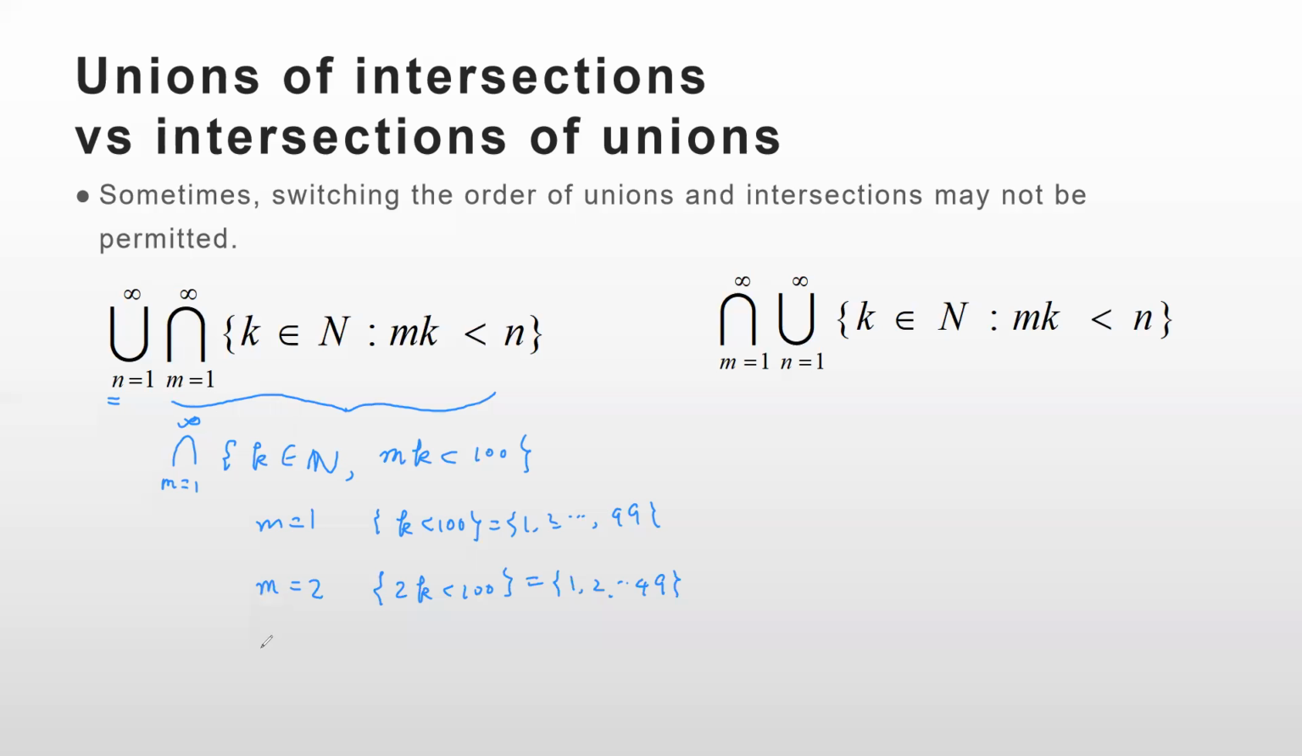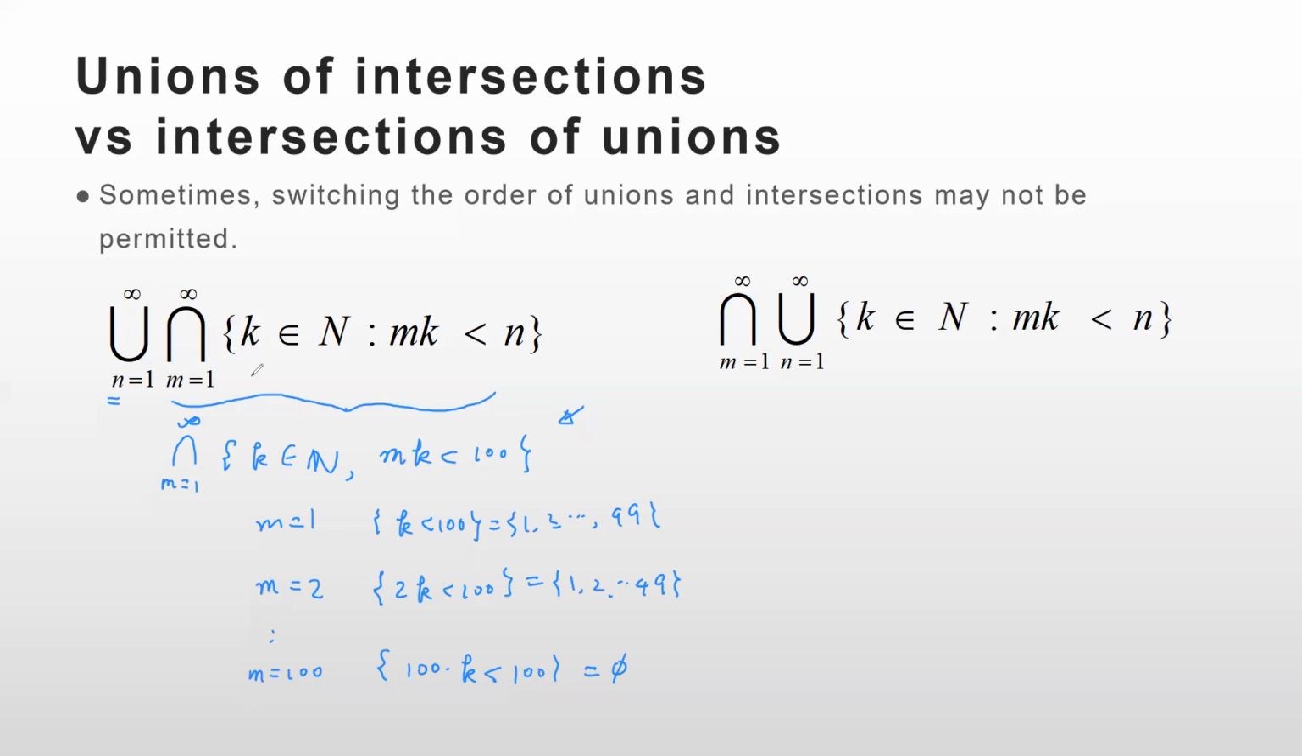So let's look at m large. For example, m equals 100. Then you have a set where 100 times k, with k a natural number, is less than 100. It doesn't work. There's no natural number k that would make this inequality work, so this set is actually the empty set. So now we see when m is greater than or equal to 100, these sets would be just empty.